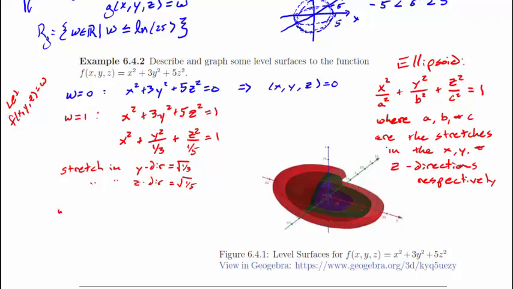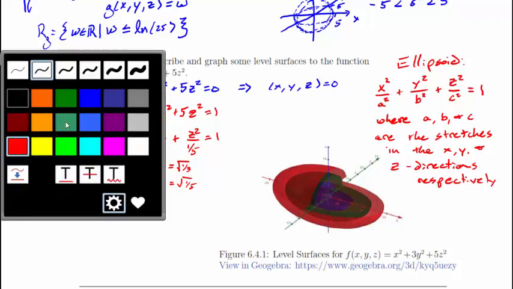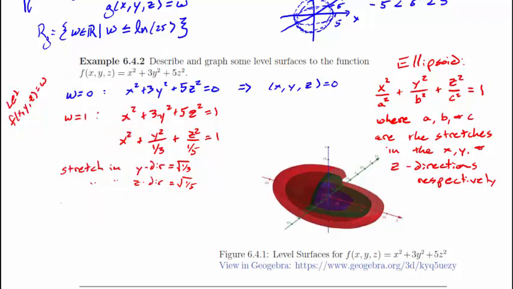Now, if we let w equal, let's go with 15. I'm doing that because it's a multiple of 3 and 5 both. Let's change our colors here. Green. So if w equals 15, we get x squared plus 3y squared plus 5z squared equals 15.